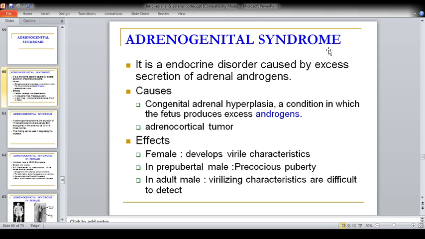And if a tumor starts producing androgens after puberty, that is at 16 years of age, or 20 years of age, or 40 years of age, the virilizing characters are difficult to detect because he has already hit puberty. So we would not be able to detect these characters, but androgens would be present in more concentration in the blood of that person.